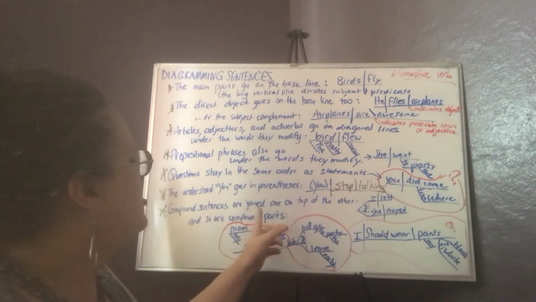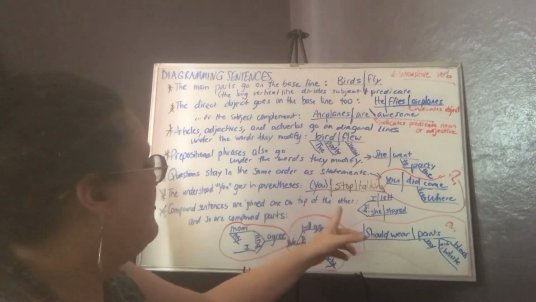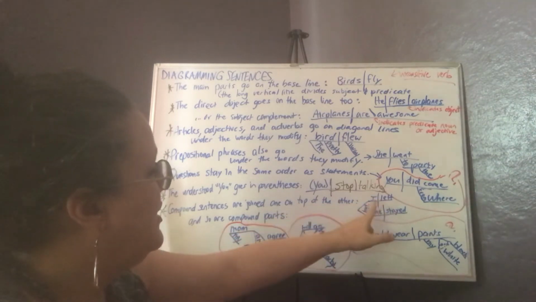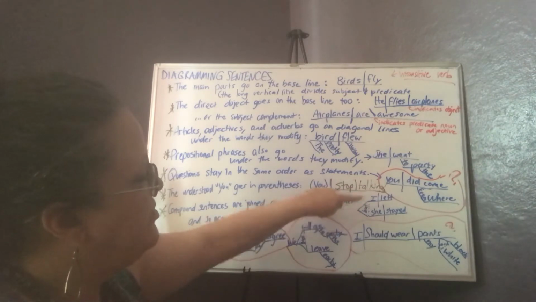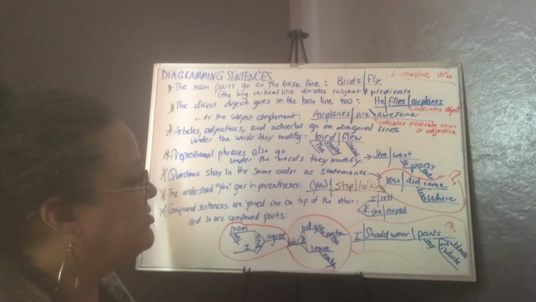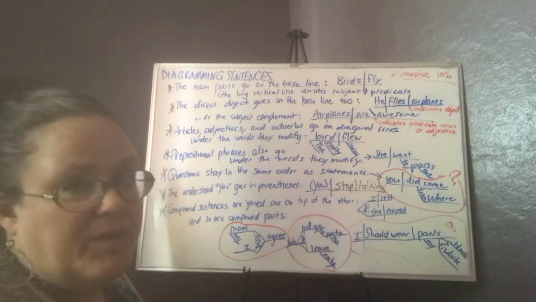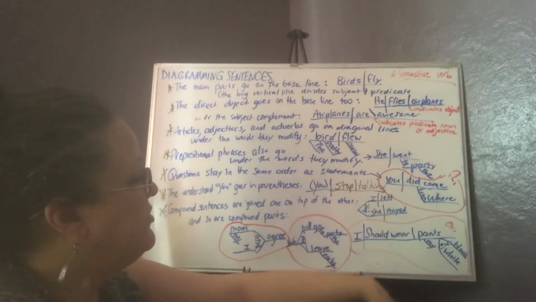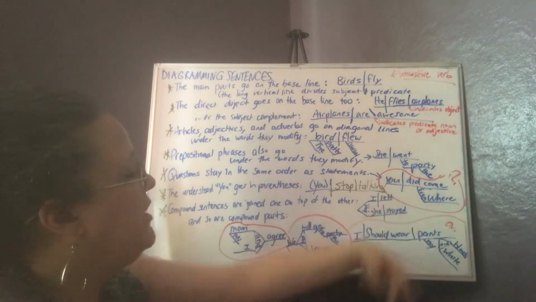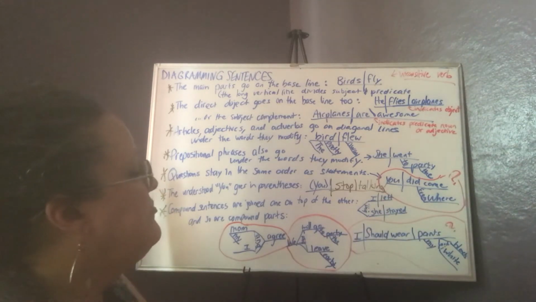Compound sentences are joined one on top of the other, like this. I left, but she stayed. You have a little dotted line there that you can write your conjunction on. This is a short compound sentence. It just has 4 words, 2 intransitive verbs. You can see that they're intransitive because they have no objects. I left, but she stayed.